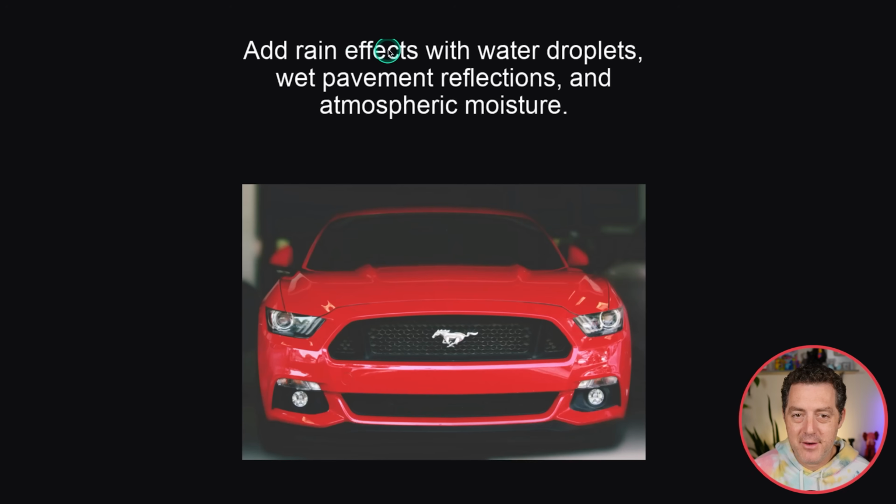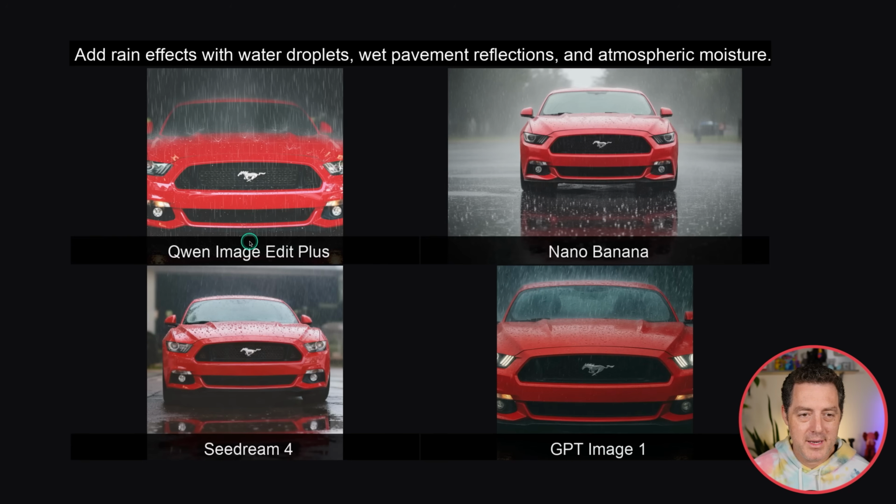All right, next, add rain effects with water droplets, wet pavement reflections, and atmospheric moisture. And here we go. So Qwen Image Edit Plus, this looks pretty good, although the droplets hitting the hood of the car don't look very realistic. Nano Banana, I'd say, looks extremely realistic, except we're not really seeing the rain hit the car very much. Seed Dream 4 is okay. I think this one's going to have to be the winner. GPT Image 1. You can actually see the effect of the water drops on the hood. So yeah, GPT Image 1.